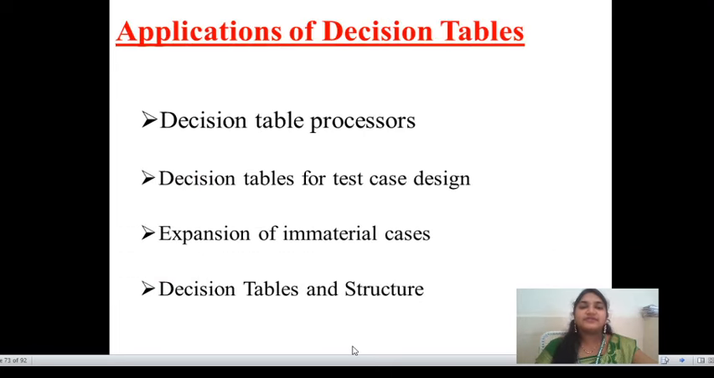Next, coming to the applications. What are the applications of the decision table? Where is the decision table used? Mostly the decision table is used in table processors to define the processor.